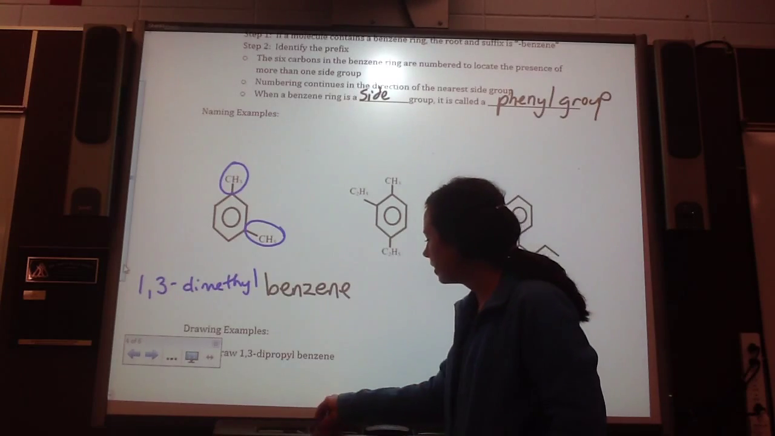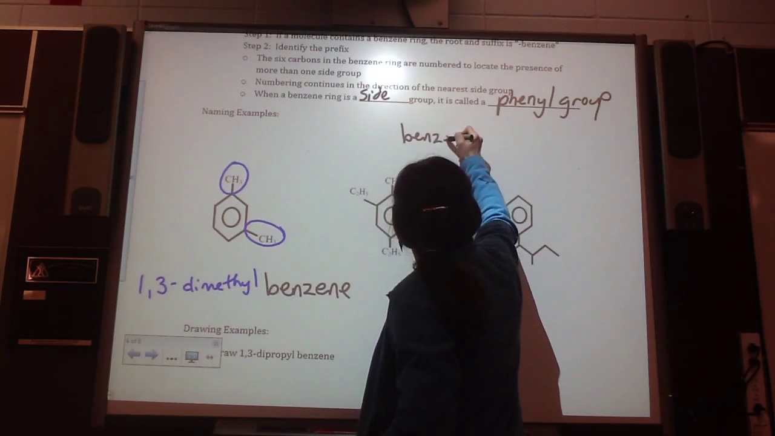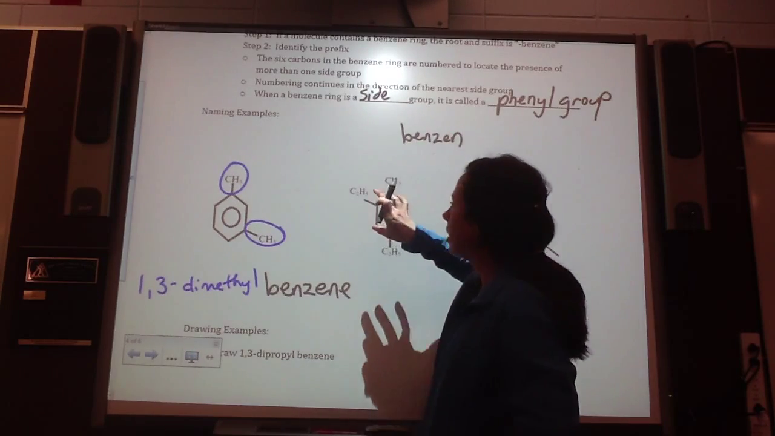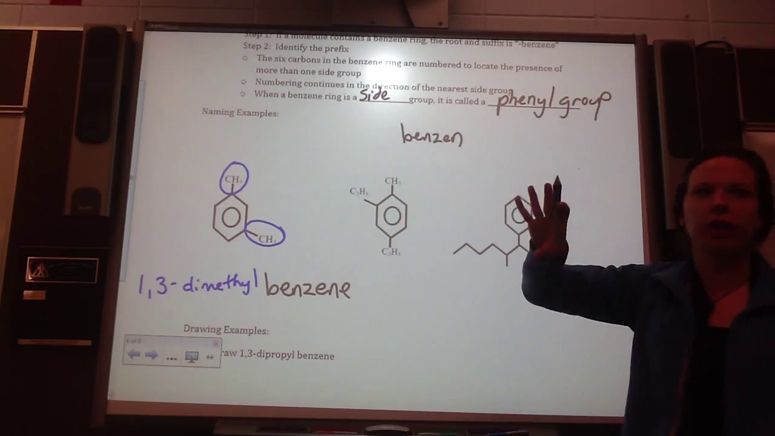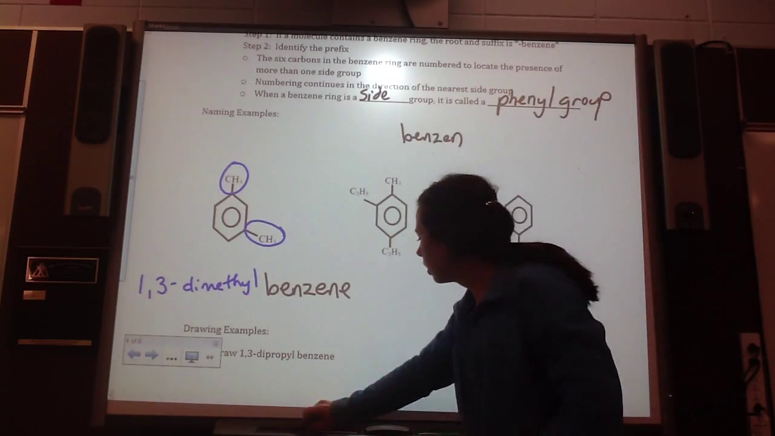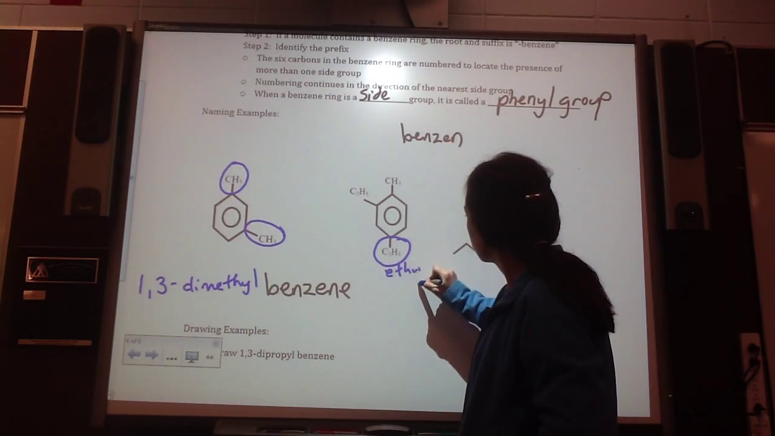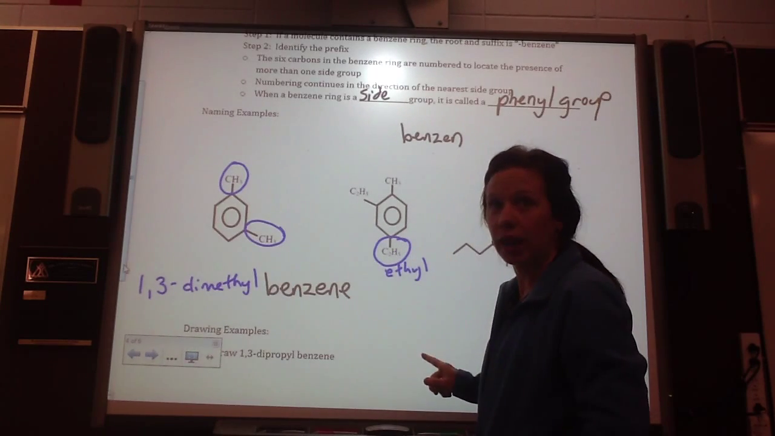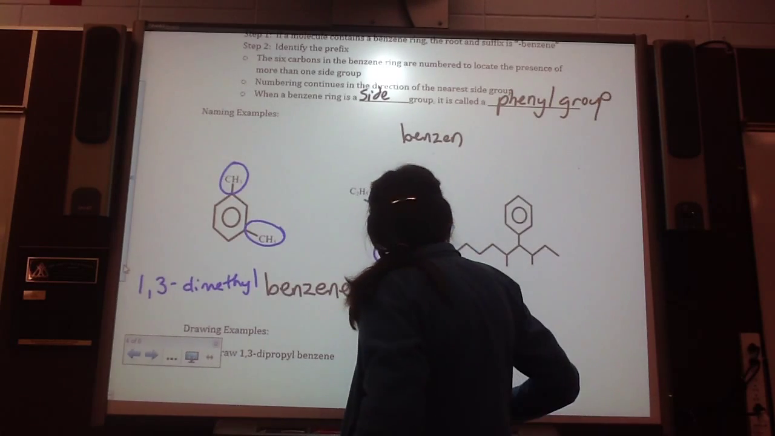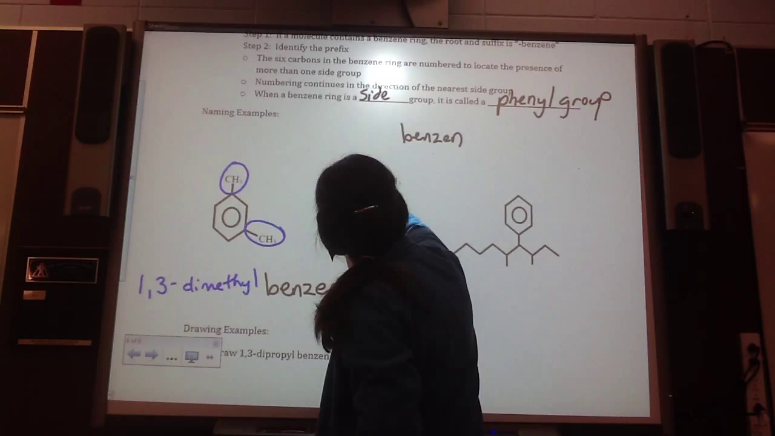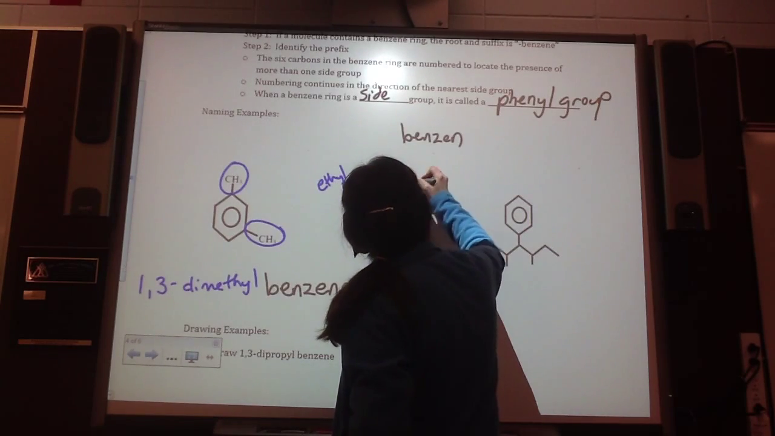All right, next one. Again, this one will end in benzene, because everything is attached to the benzene group. That's how you tell if it's the chain or not. Here, there's an ethyl, because it says C2H5, so that means ethyl. And then here's another ethyl. And here is a methyl.